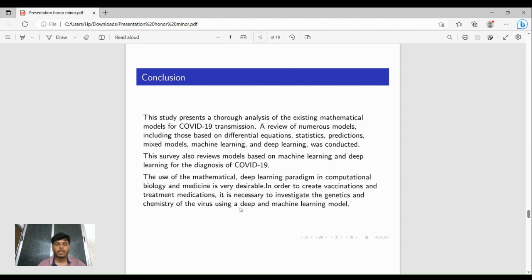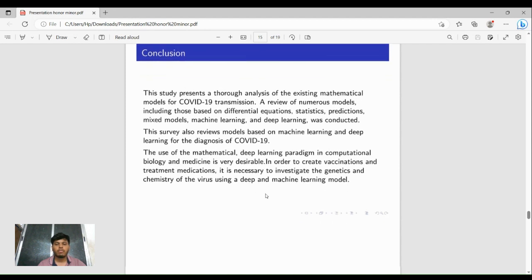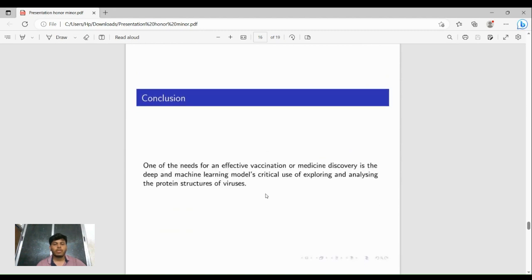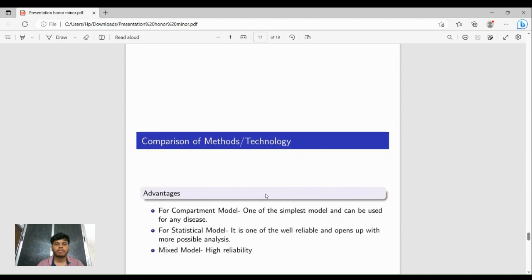The use of the mathematical deep learning paradigm in computational biology and medicine is very desirable in order to create vaccination and treatment medications. It is necessary to investigate the genetics and chemistry of the virus using deep and machine learning models. One of the needs for effective vaccination or medicine discovery is deep and machine learning models, which are critical for exploring and analyzing the protein structure of viruses.